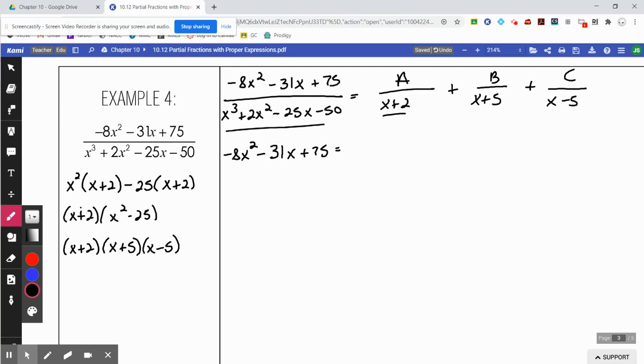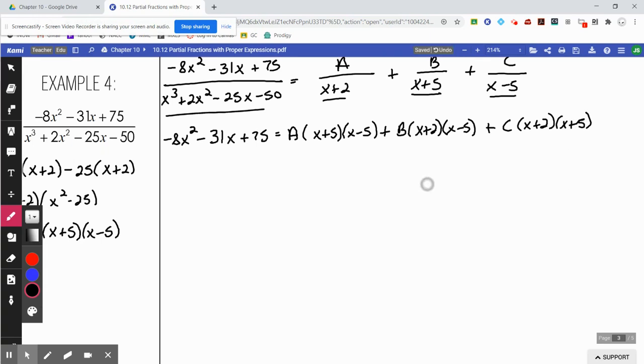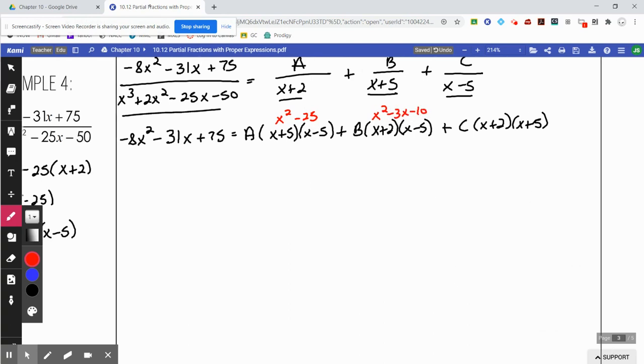Here, your x plus 2's cancel and leaves you with simply the x plus 5 and the x minus 5. Here, your x plus 5's cancel and leaves you with the b, the x plus 2, and the x minus 5. And here, your x minus 5's cancel and leaves you with the x plus 2 and the x plus 5. Let's go ahead, and I'm going to multiply them out right above it just to save us a step. This multiplies out to x squared minus 25. This is x squared minus 3x minus 10. And this is x squared plus 7x plus 10.